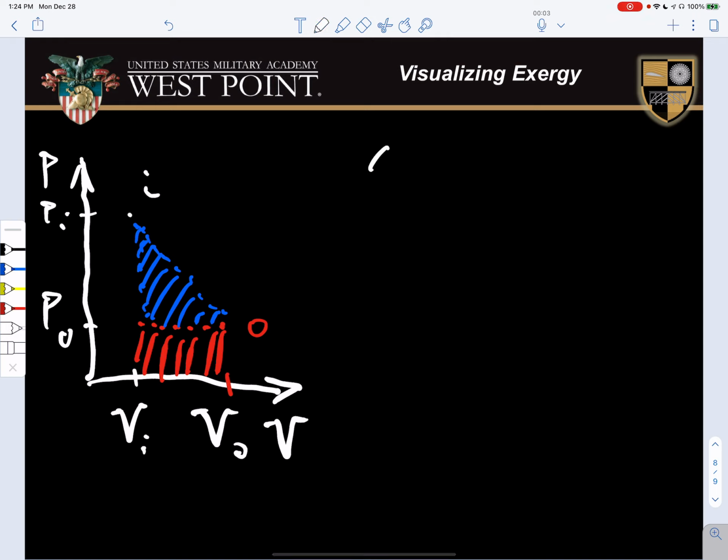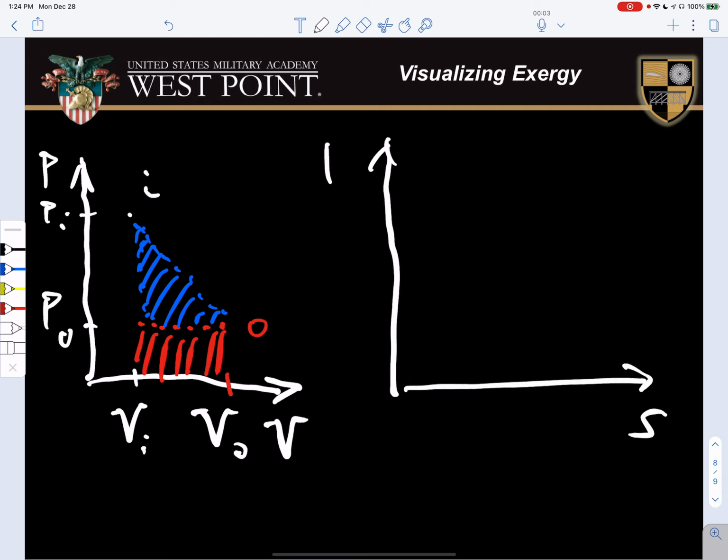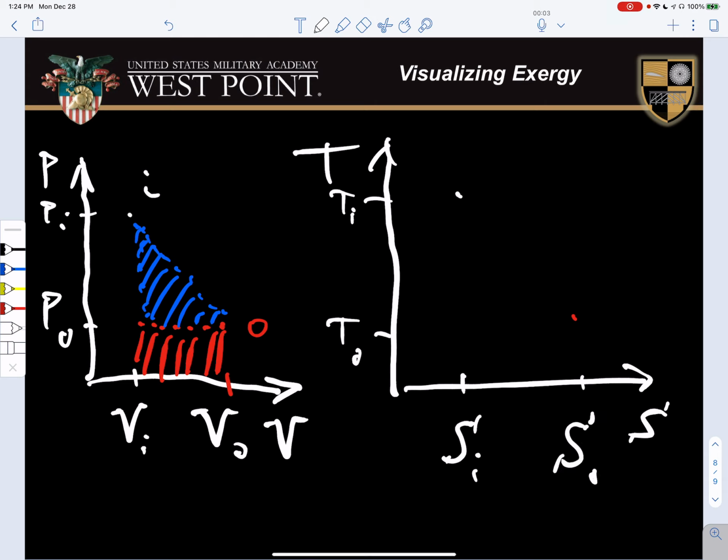When you can draw a PV diagram, you can almost always draw a TS diagram. Let's show the same thing. It's very similar on the TS diagram, and so we'll go through this quite quickly. And our initial temperature, Ti, our dead state temperature, To, entropy, Si, entropy, So, and again, let's just go ahead and do this.